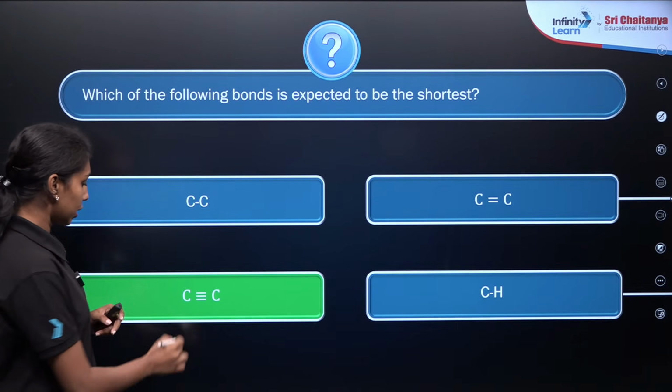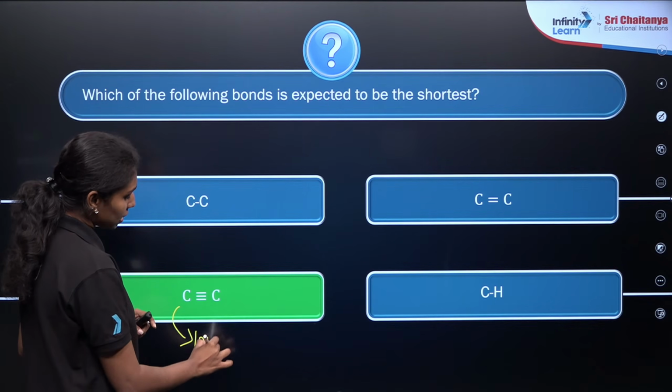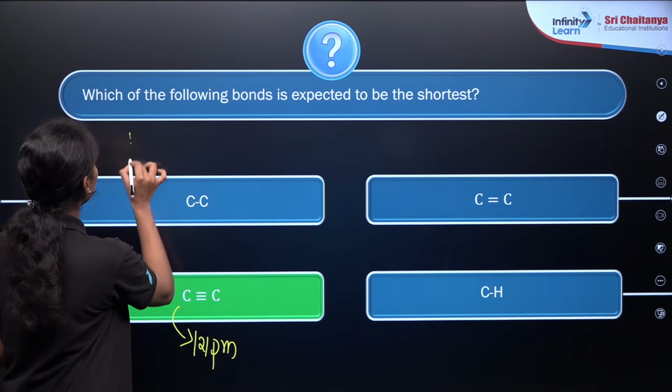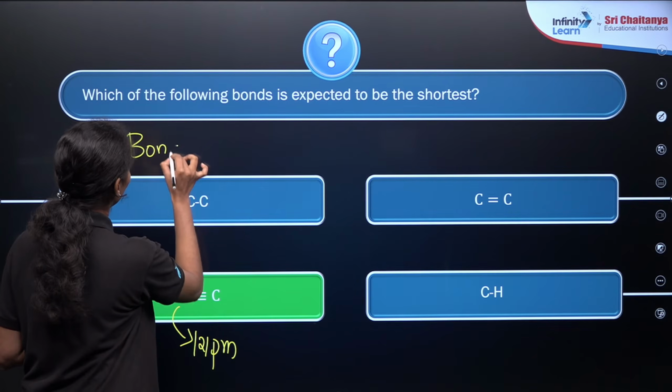It will be C triple bond C, right? As we already know, 121 picometer is the bond length for the triple bond here. Then one more point you have to keep in mind is that we can find the relation between bond order and the bond length.